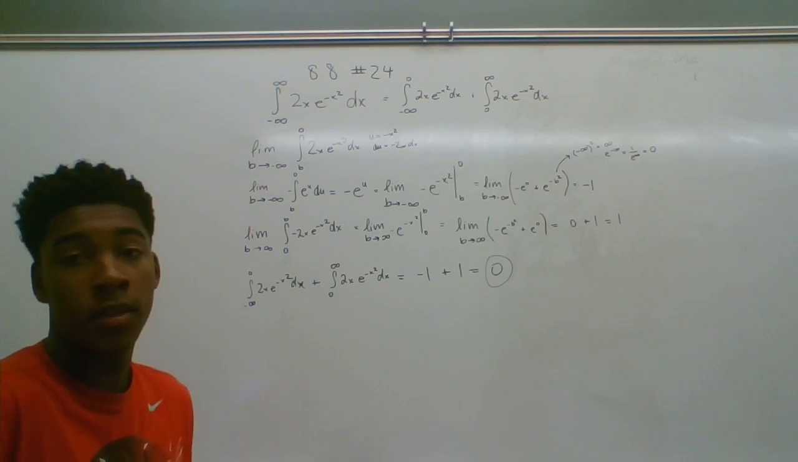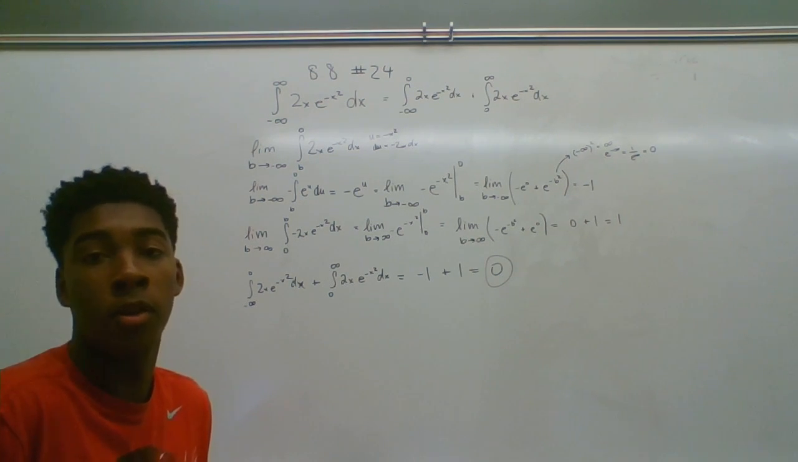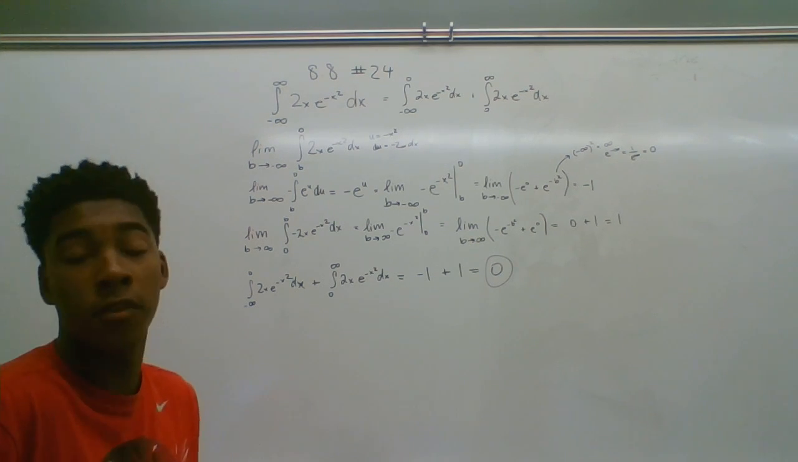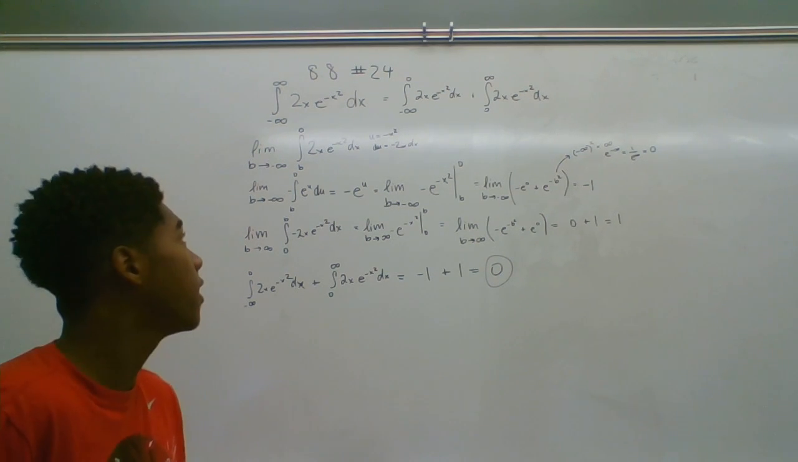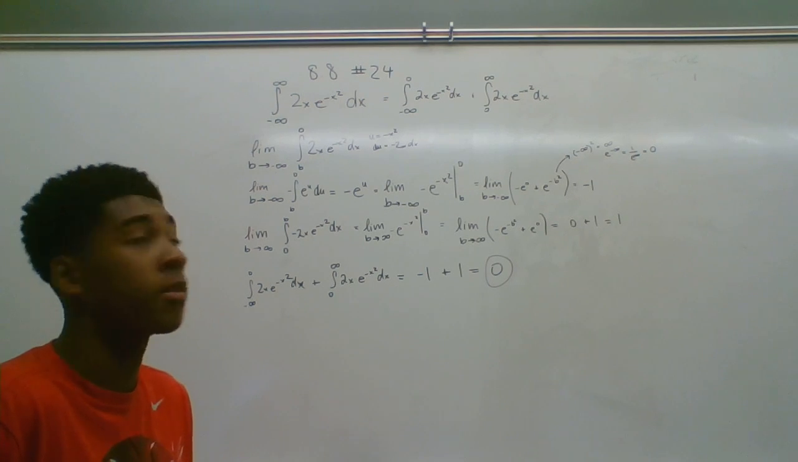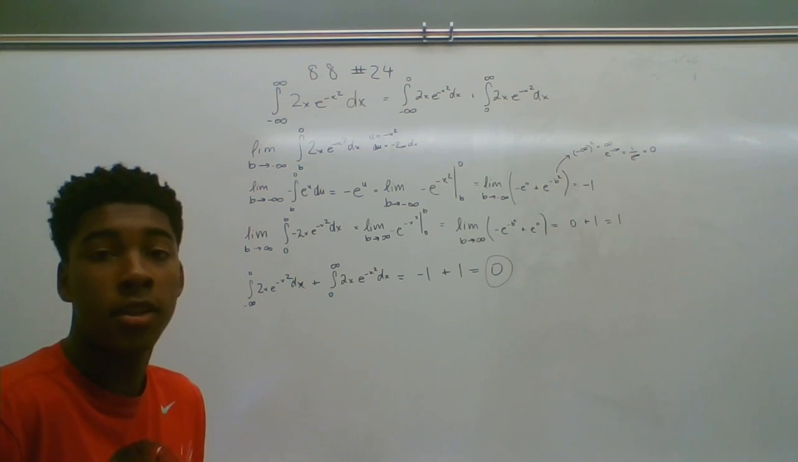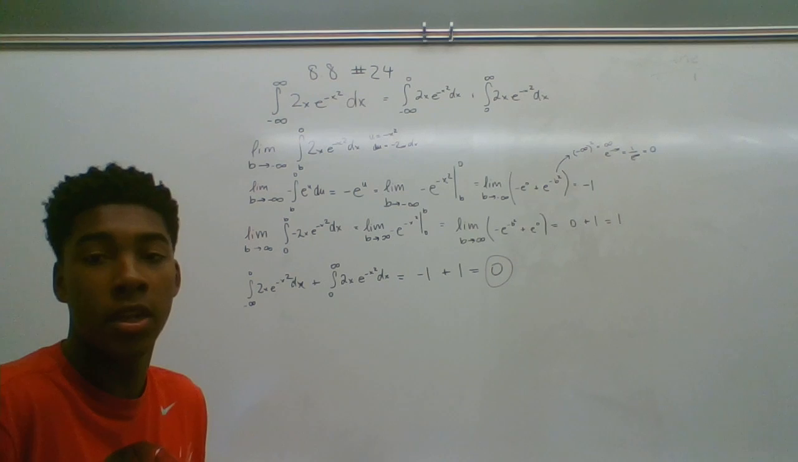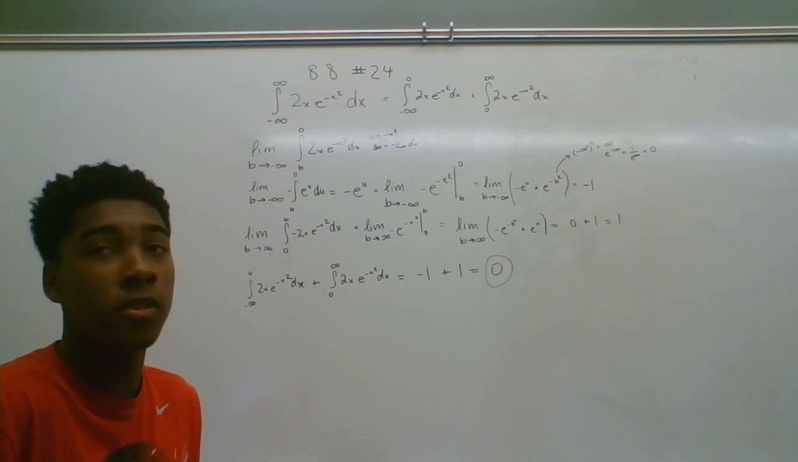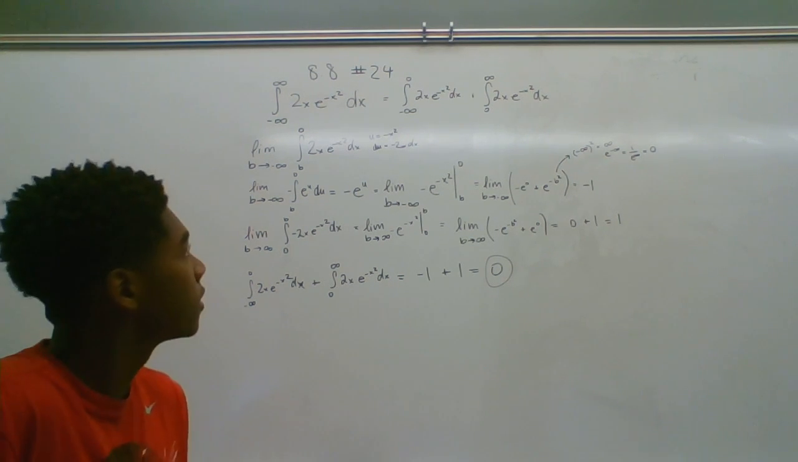And the problem is an improper integral problem. It asks you to find the integral from negative infinity to positive infinity of 2x e to the negative x squared dx. To solve this problem, what you're going to want to do is split it into two separate integrals to evaluate it over this.